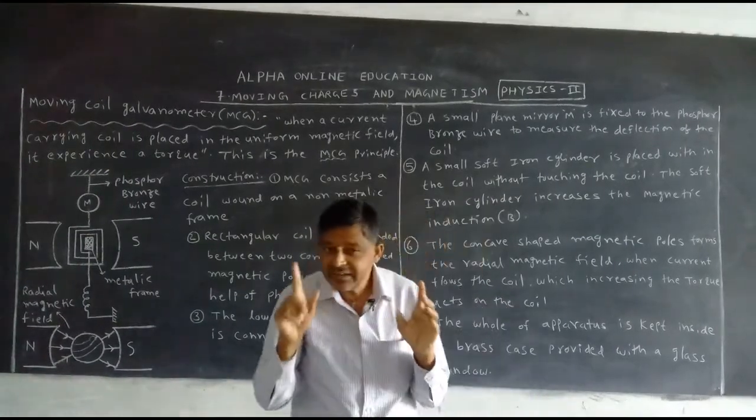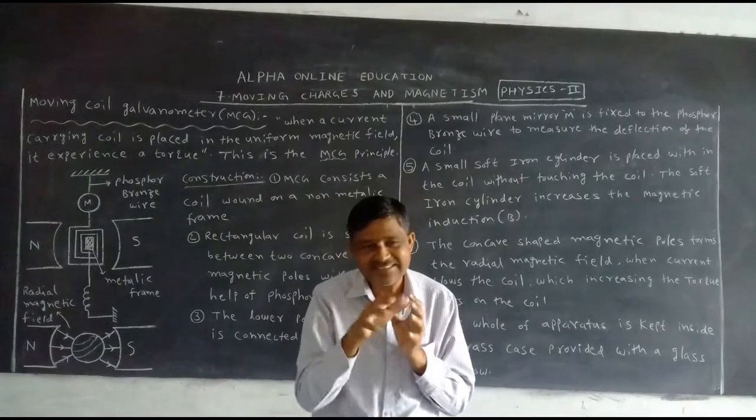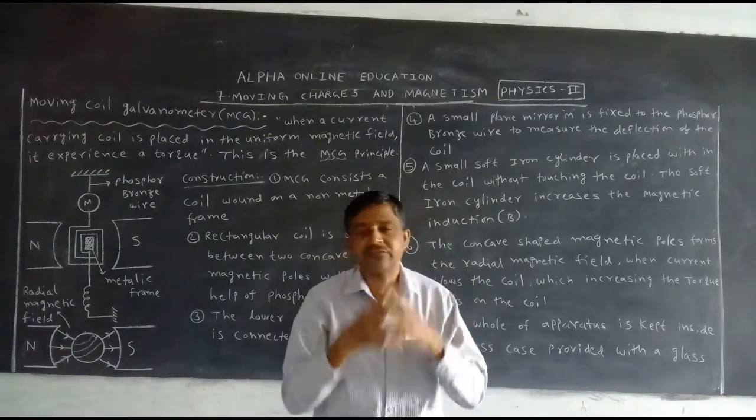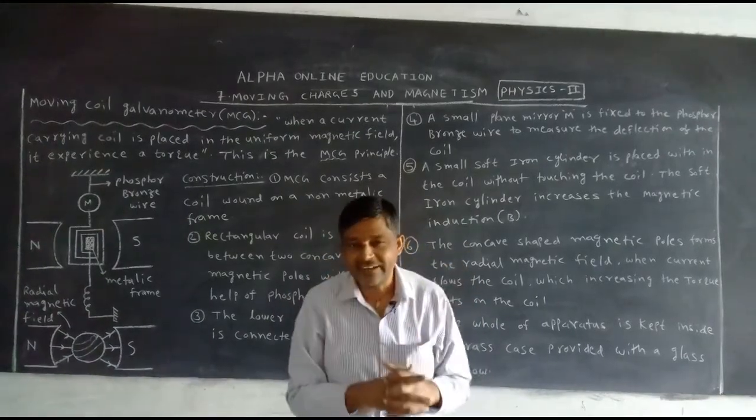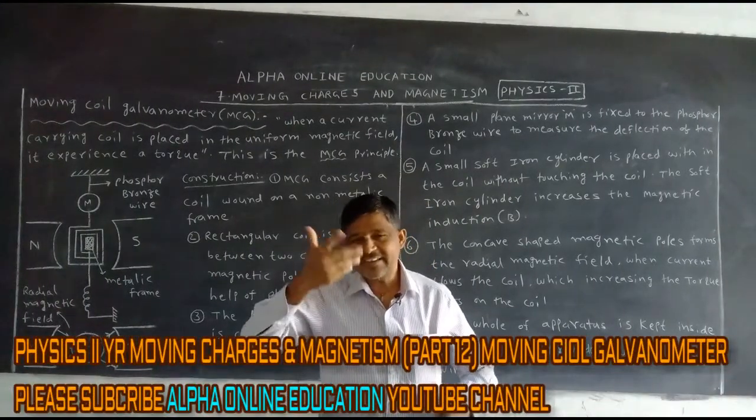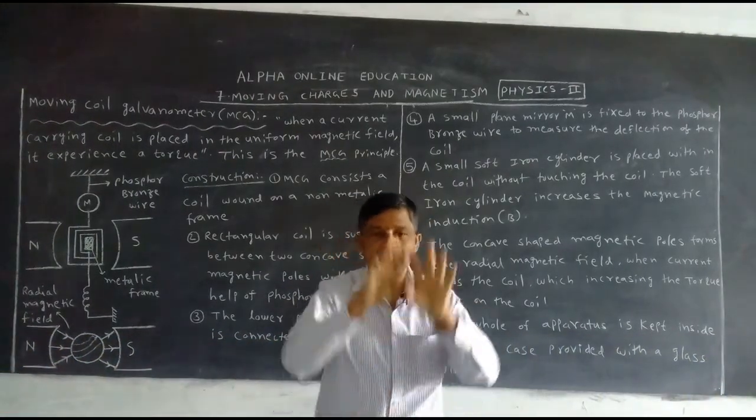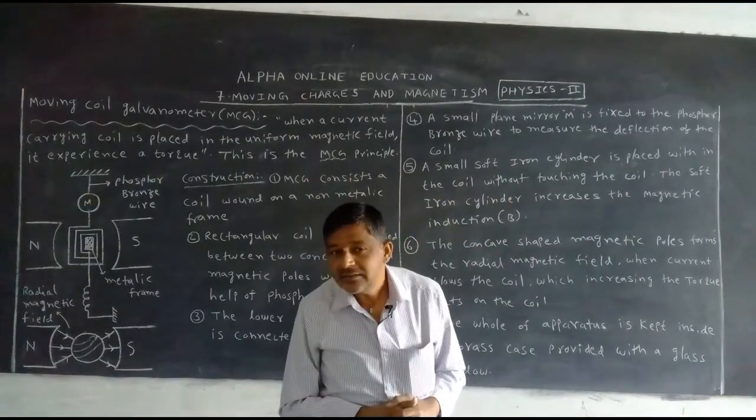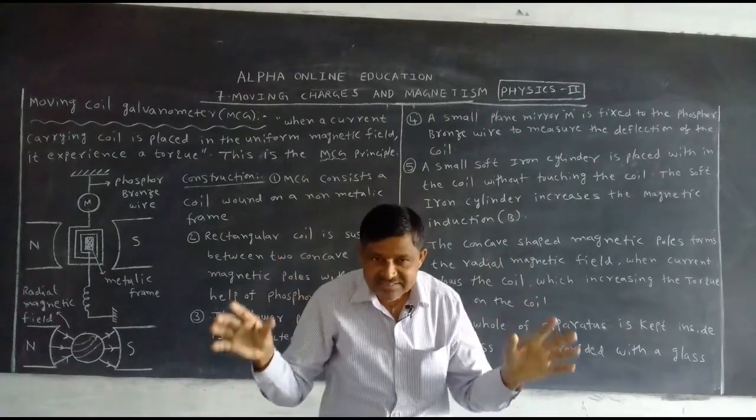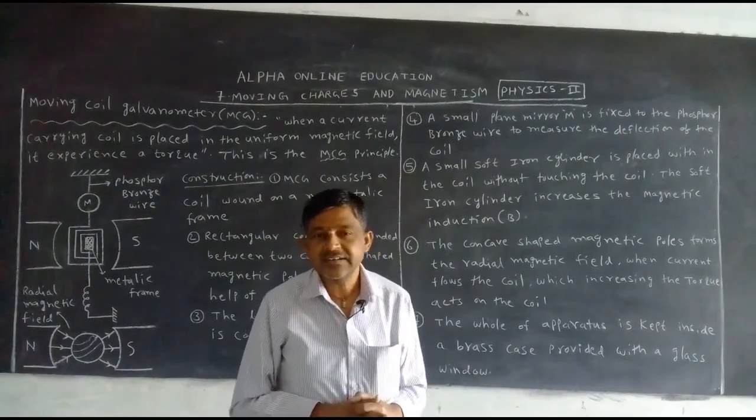And next, when the current is passing through the coil, it produces a magnetic field along the axial line. That magnetic field and the uniform magnetic field merge with one another and form a new magnetic field called the radial magnetic field. The radial magnetic field increases the torque acting on the coil. And next, the whole arrangement is kept in one brass case provided with a glass window. This is the construction.